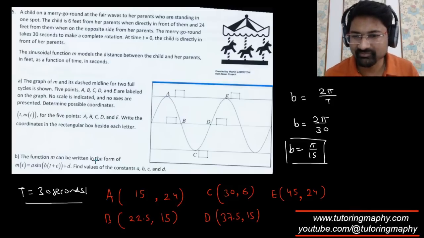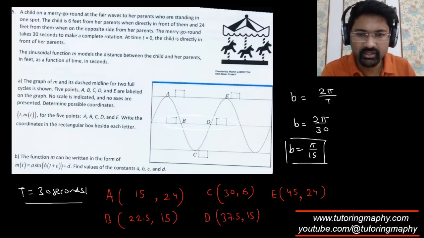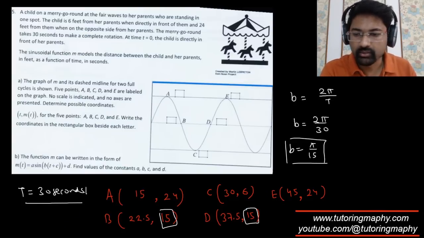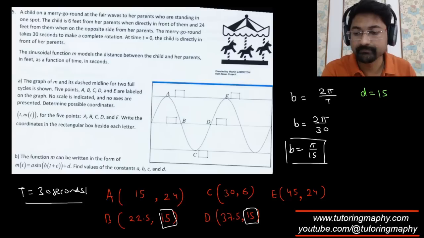Now I am looking for A, C, and D. D is the next easiest thing to find because that's the midline, and I kind of know what the midline is. That's just the y coordinates of B or D, and the y coordinates of B or D is going to be 15. So I know that the midline is going to be 15. So good news, we have B and D.